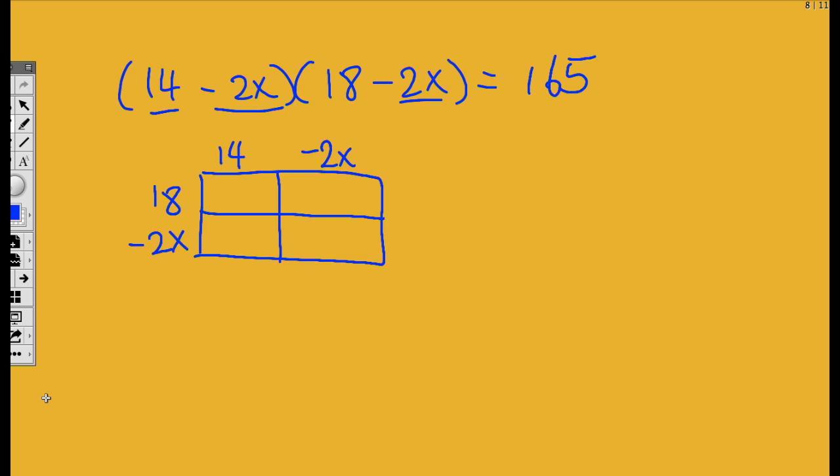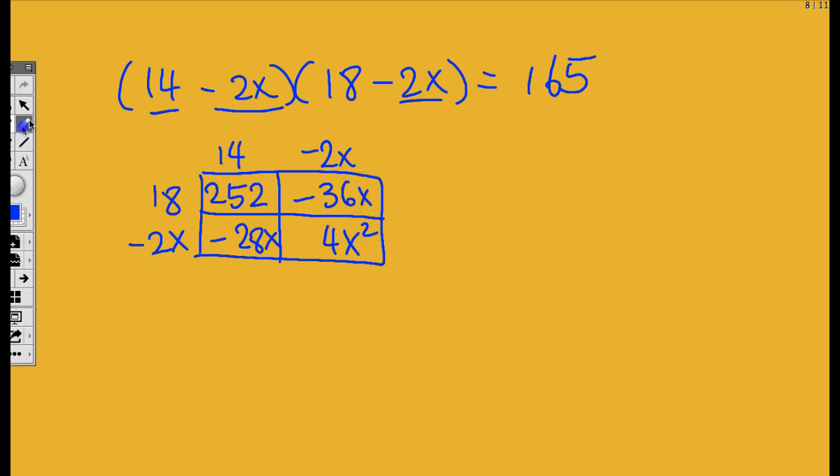I'm going to do it really fast because I don't have a calculator on me. That's 252. Am I right, guys? Check with your calculator for me, in case I'm wrong. I don't want to be wrong. So 18 times negative 2x is negative 36x. Negative 2x times 14 is negative 28x. And negative 2x times negative 2x is positive 4x squared, okay?